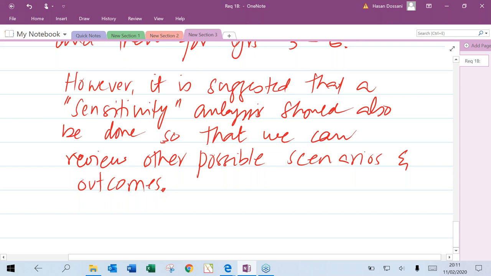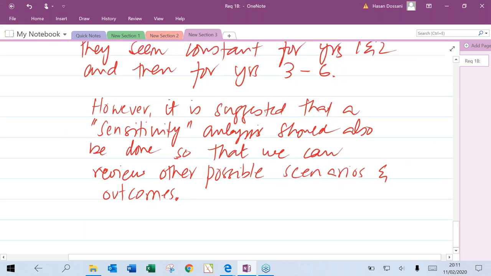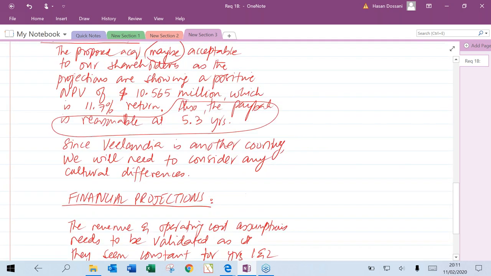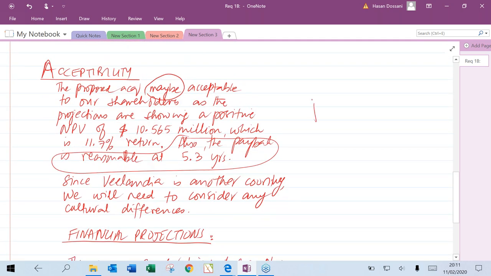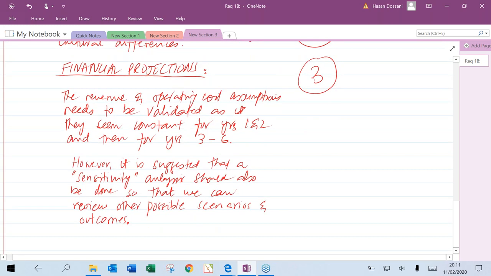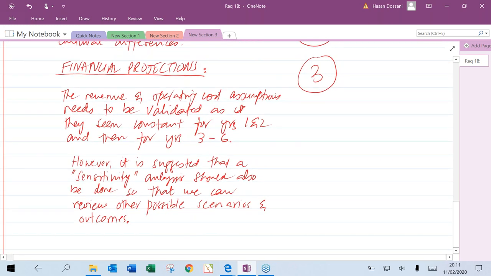So guys, do you see three paragraphs under acceptability? The first one was shareholder, second one was cultural, and the third one talked about financial projections. And for financial projections, we followed our checklist, and whatever was missing, we mentioned that.